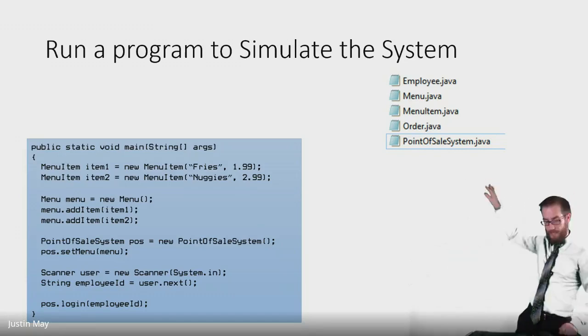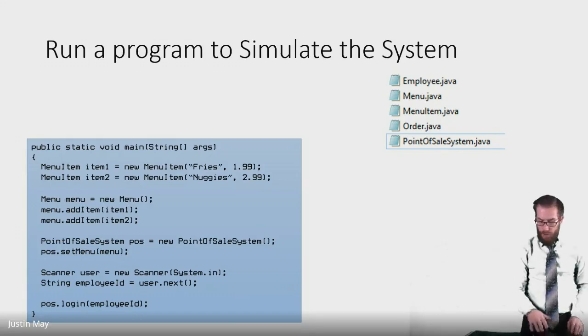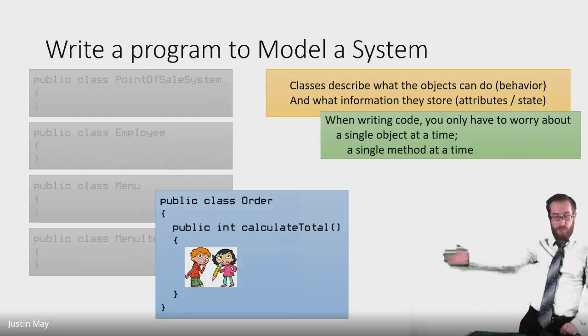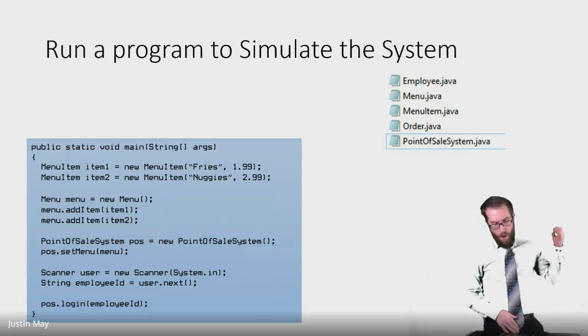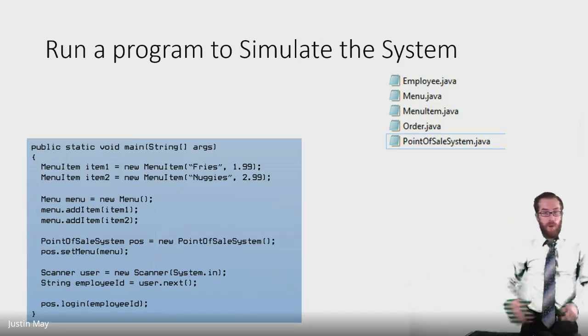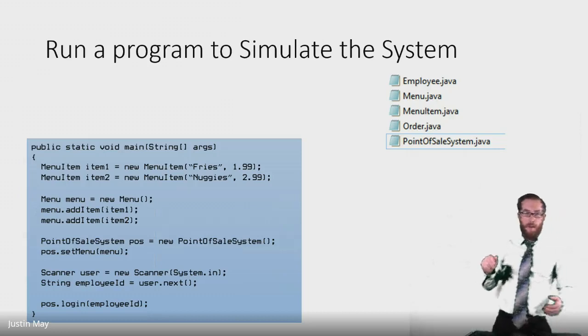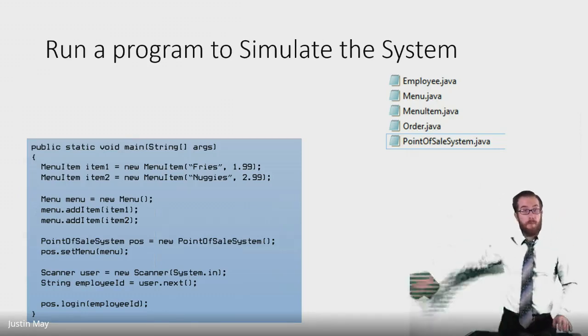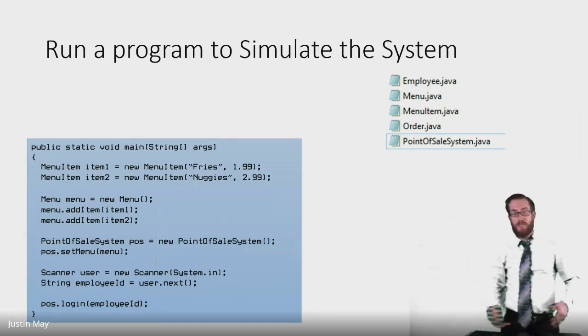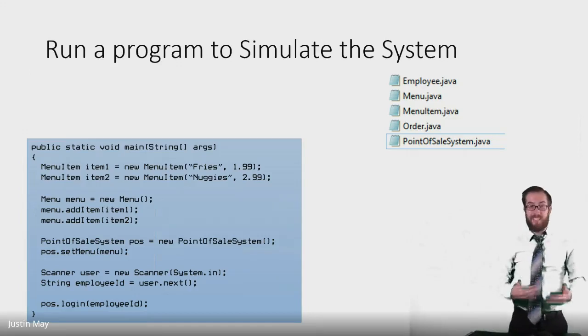So all of these classes that you created, all these things do is define what they do. What does a menu do? What does a menu item do? What does an order do? They're just definitions. But the main method, this is what actually makes something happen.